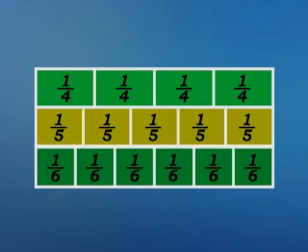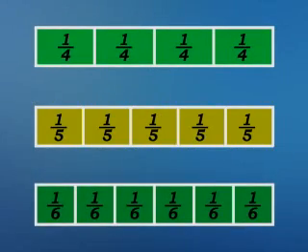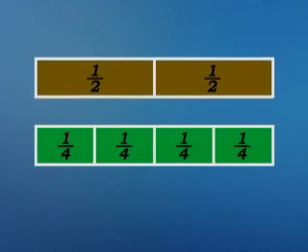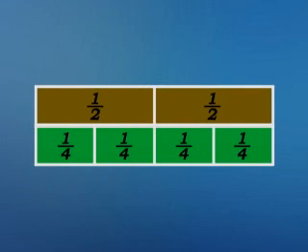Now then, 2 quarters make 1/2. Look at this box. Let's divide it into 2 halves. Let's write 1/2 in each box. 1/2, 1/2. Now let's compare the 4 quarters and the 2 halves. Can you see that 2 quarters are the same size as 1/2?